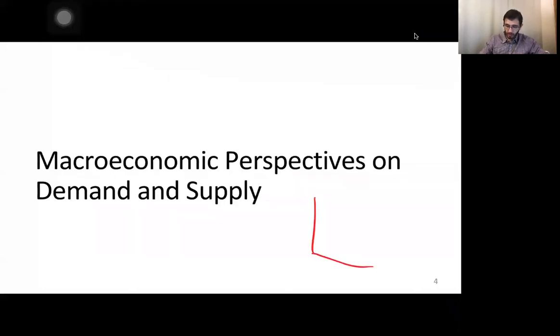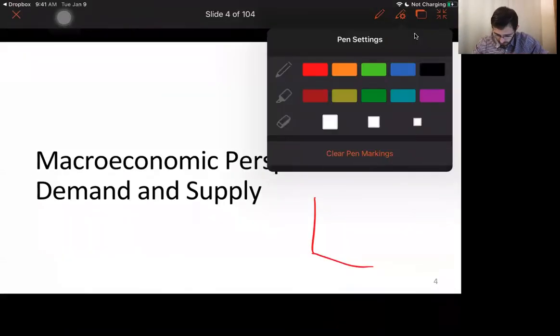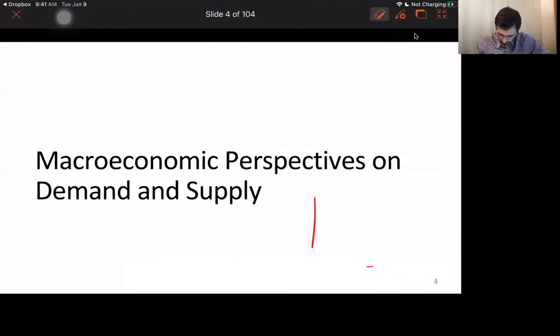We're going to look into a macro perspective of that model we saw from the beginning, of demand and supply. We have quantity, we have price, we have a supply, and we have a demand. We're going to look at that, instead of for one market, for the entire US. So we're going to expand that model to an aggregate model of the entire US economy.